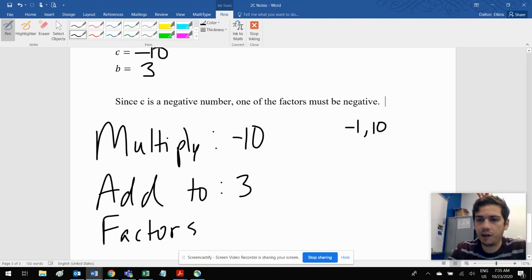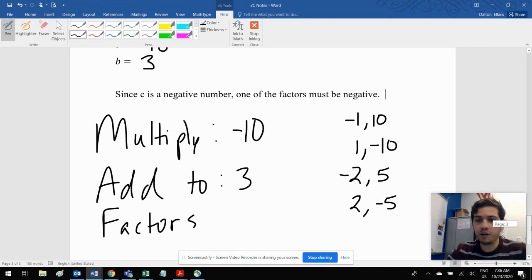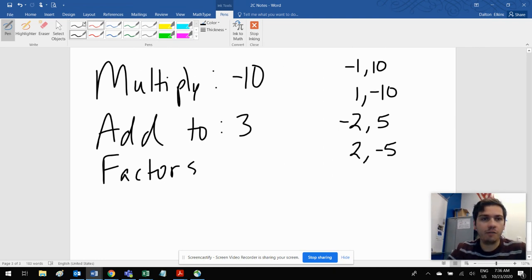Remember, one of them has to be negative. So either the 1 can be negative or the 10 can be negative. Same thing for 2 and 5, right? Both those multiply and equal 10, but one of them has to be negative or the other has to be negative. So from here, it's just taking these pairs and figuring out which ones add to 3.